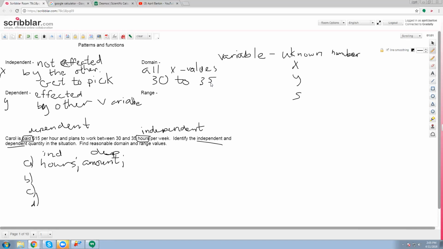And thank you, Lindsay. Sometimes with the chat, we might have some overlap, but thank you so much both for participating. So they're gonna list that independent first again. Hours went first, so when we list our domain and range, the hours amount is gonna go first. And then the range we have to find. It was actually affected. The range was how much she was going to make.